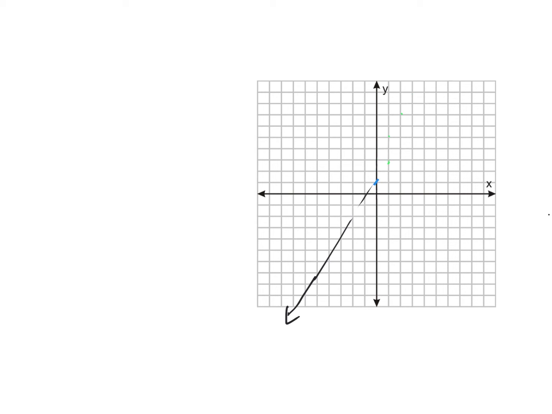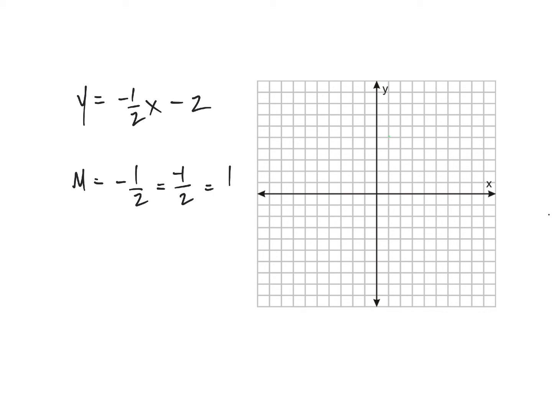So I'm just going to come up with a random equation in my head. Let's do y is equal to negative 1/2 x minus 2. So looking at our equation, our slope is negative 1/2, which can be written as negative 1 over 2 or 1 over negative 2. But not negative 1 over negative 2, because then it would become a positive slope. And our y-intercept is negative 2, which means we have the point (0, negative 2).